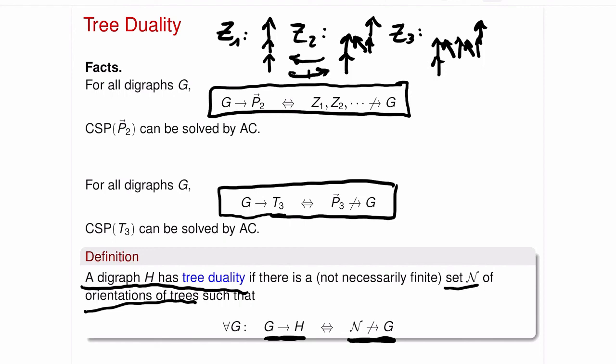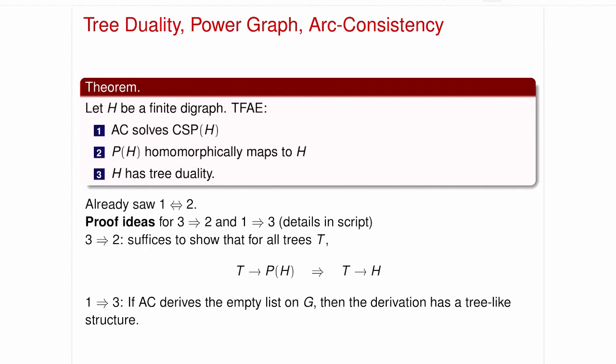This is the definition of tree duality, and this is closely linked to the arc consistency procedure. So our new theorem adds a third item to describe the power of arc consistency. Arc consistency solves CSP of H if and only if P of H homomorphically maps to H, that we've seen, if and only if H has tree duality. We've already proved 1 and 2 are equivalent. So we can prove everything in cyclic order actually, and it's fully in the script. If you want to, here we'll only sketch it. We are close to the end of today's video lecture.